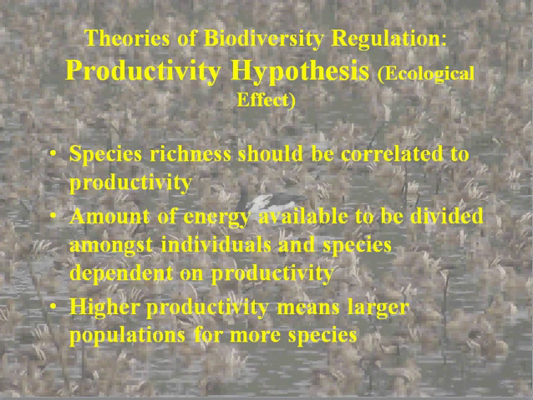So each individual needs a certain amount of energy to make its biomass, to carry out its metabolic functions and so on. There's a point below which there simply isn't enough energy to maintain an animal. If you have a large amount of energy, you have a greater number of individuals. If you have a greater number of individuals, that means that each species can have a greater number of individuals. So that means that higher productivity means larger populations for more species.